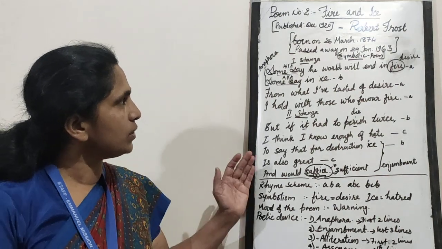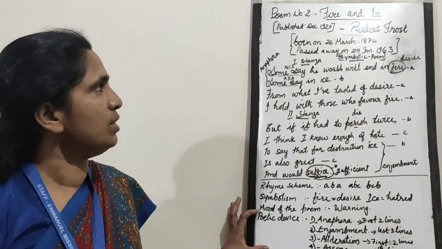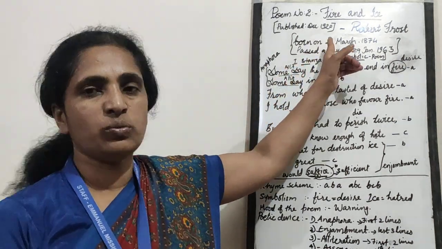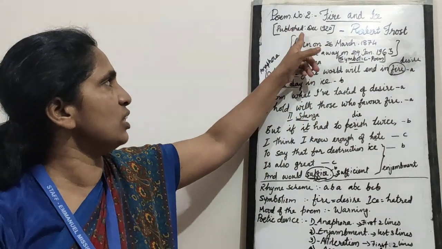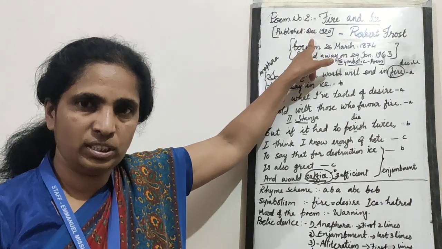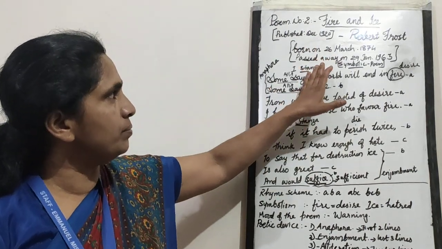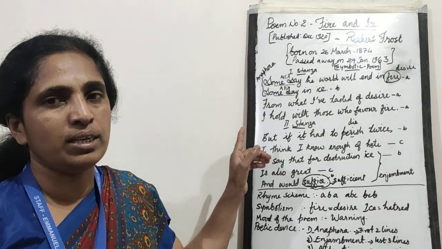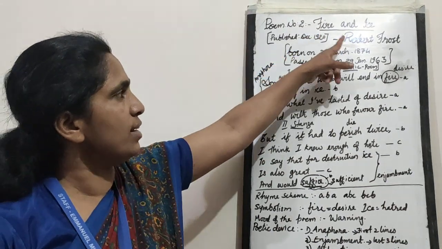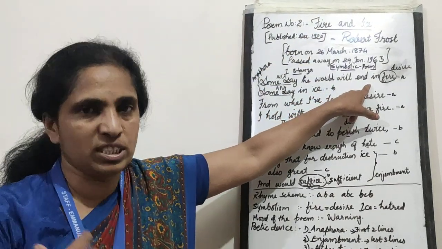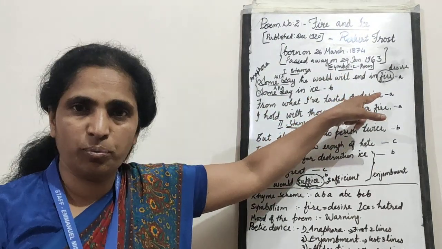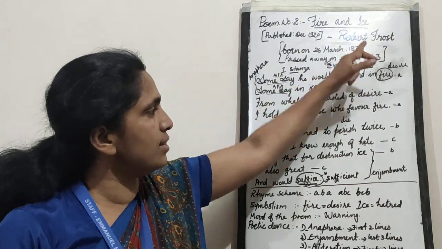Now, this is the poem. The summary of the poem is: this is written by Robert Frost. It was published in December 1920, and this is a symbolic poem. Fire and ice are symbolically represented. Fire is the desire of human beings, or greediness, or cruelty, or materialistic desire of human beings, and ice is the hatred of human beings.